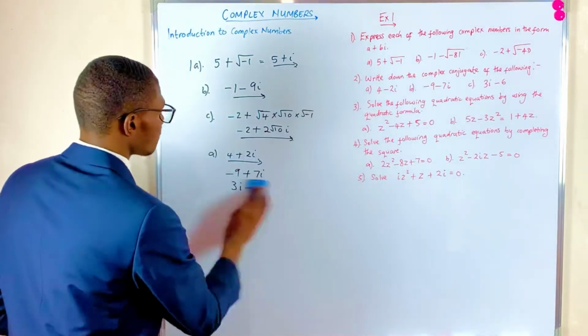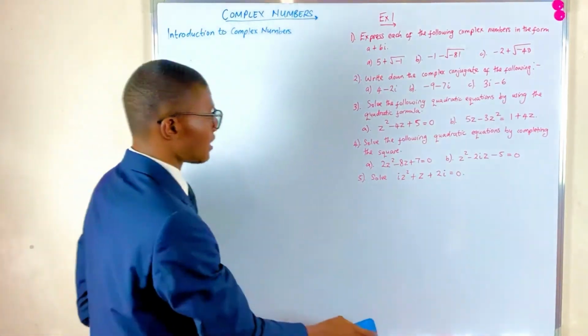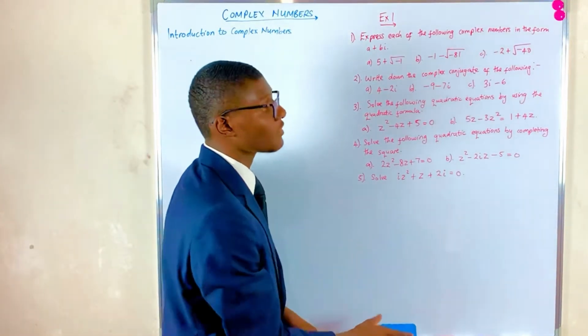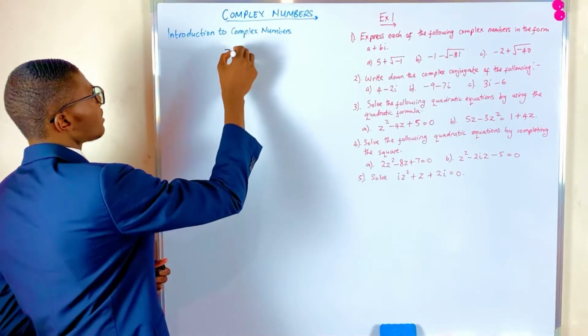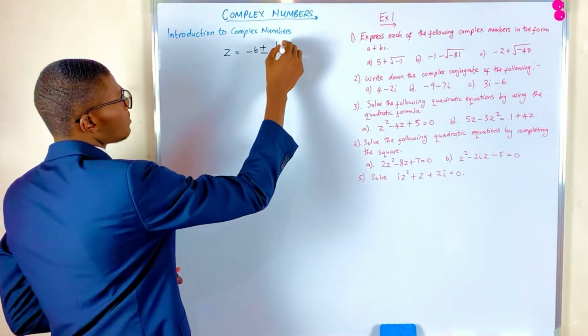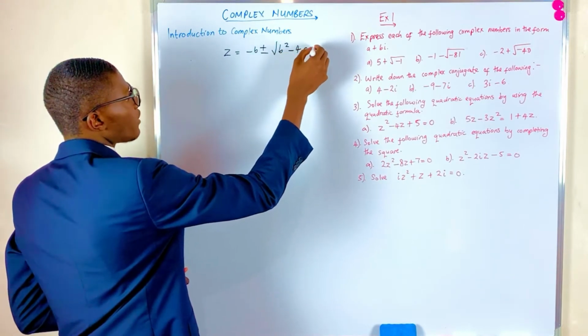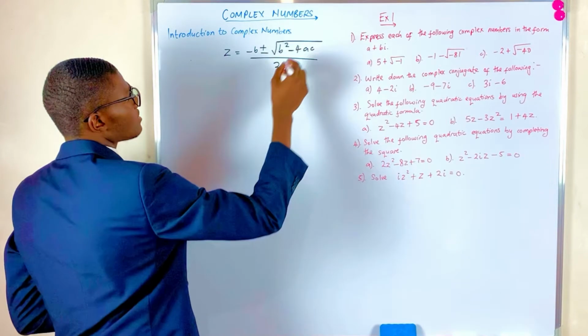So now let's move on to number 3. Number 3 now says, solve the following quadratic equations using the quadratic formula. So the quadratic formula says that z is equal to minus b plus or minus the root of b squared minus 4ac, all over 2a, like this.